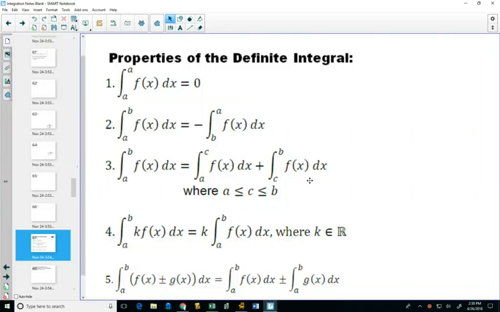Here are the properties of definite integrals. Now, for the most part, when you're doing a question, this doesn't come up, although there are sometimes specific questions surrounding just the properties that these things do come up.